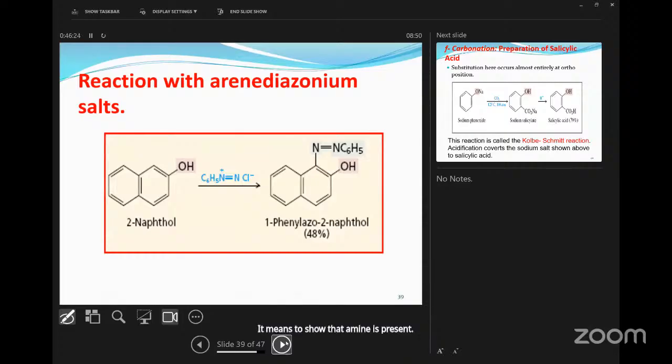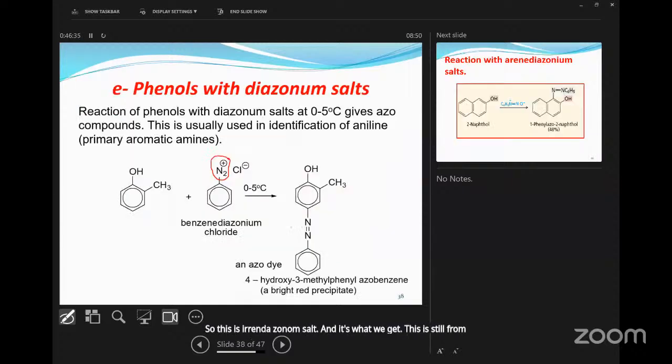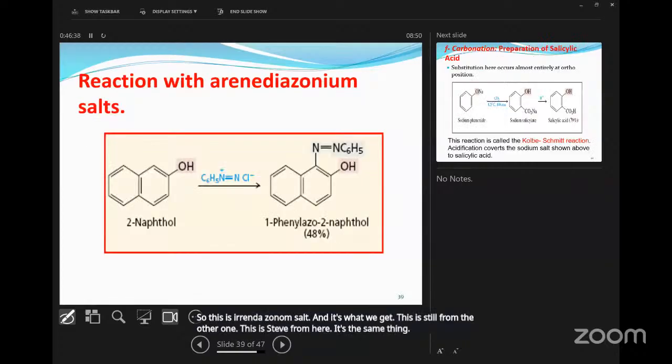You can also react with arene diazonium salts. So this is the arene diazonium salt, and this is what we get. This is still from the other one. This is still from here. It's the same thing. This is the reaction. This is another reaction of the azo dye that is formed from naphthol. So it reacts with this. This is an amine group reacting with it.